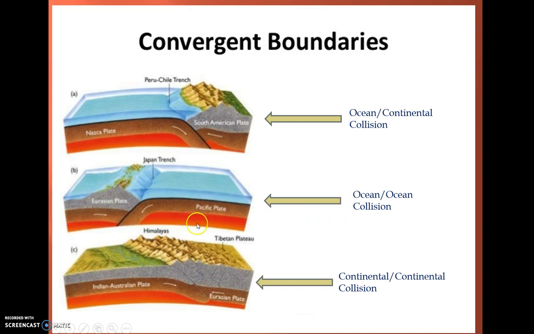The second one is the ocean-ocean collision. So it's an oceanic plate coming together with another oceanic plate. Remember, oceanic plates are heavy and dense, so when they hit each other, they sink. So you get the subduction happening right in this zone. Friction happens, heat happens, it melts the rock. The magma works its way up, so these little islands that you're seeing right here are also volcanic islands.